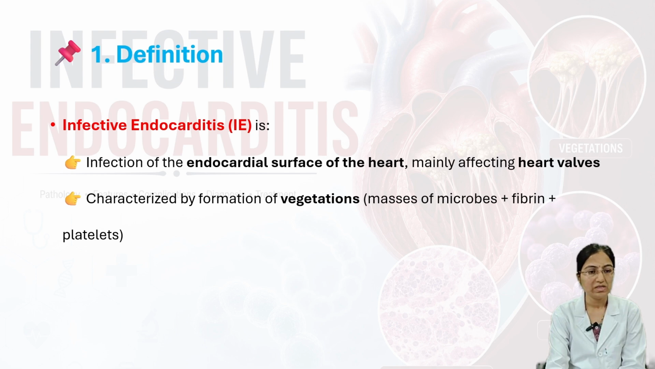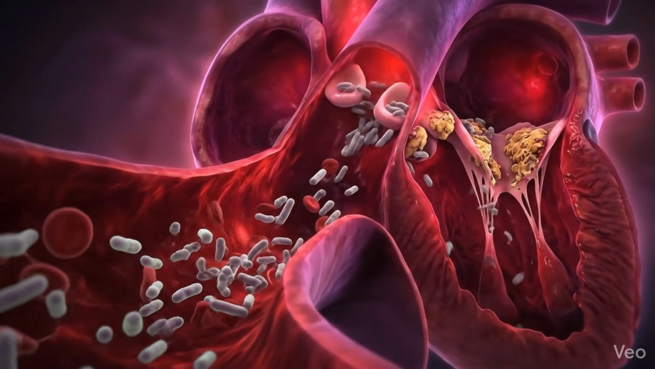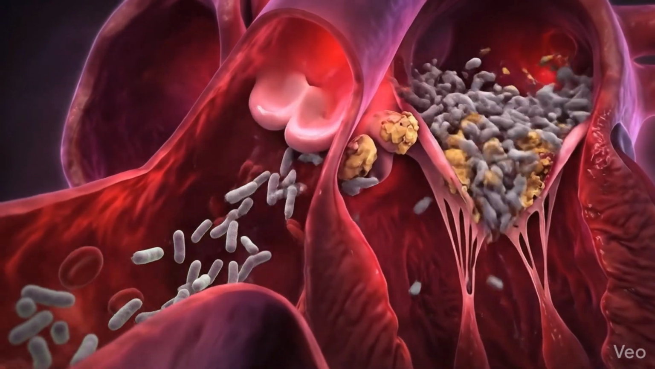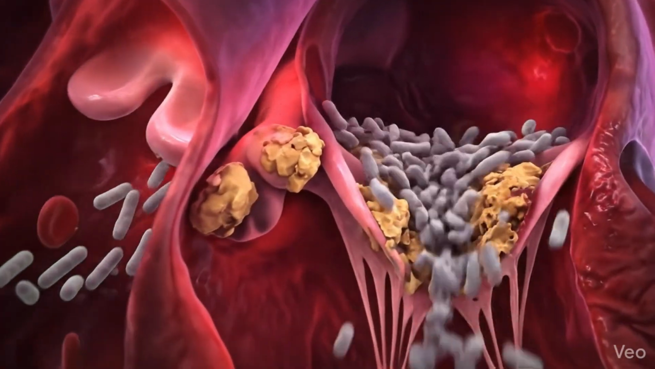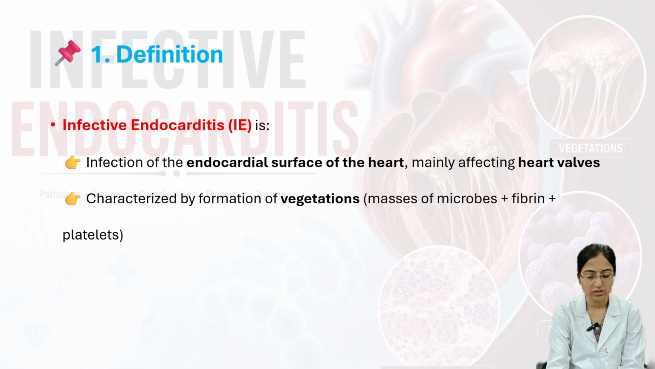We'll see what is infective endocarditis. It is an infection of the endocardial surface of the heart, mainly affecting heart valves, and it is characterized by the formation of vegetations, that is, masses of microbes including fibrin and platelets. This is the meaning of infective endocarditis.